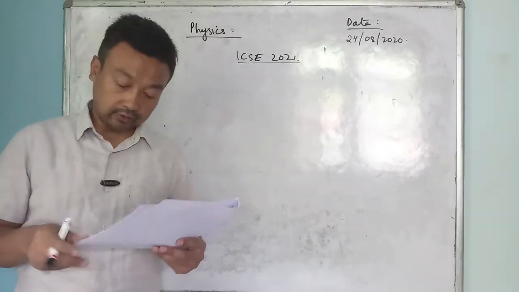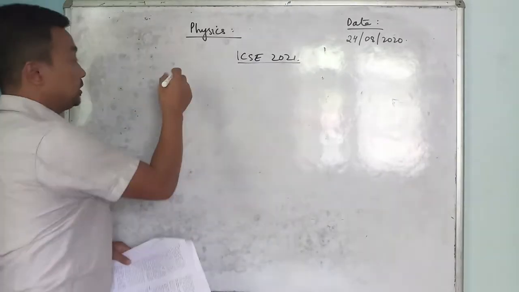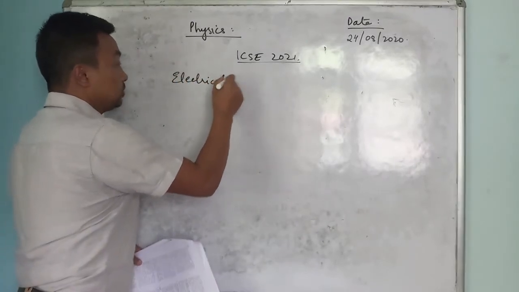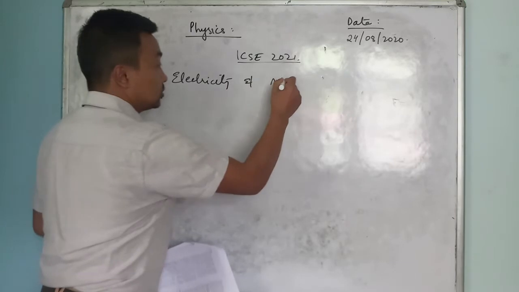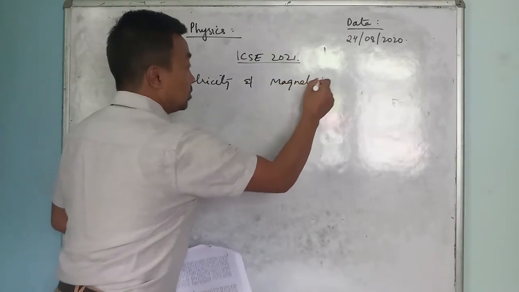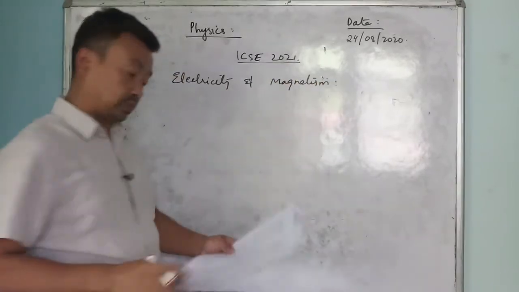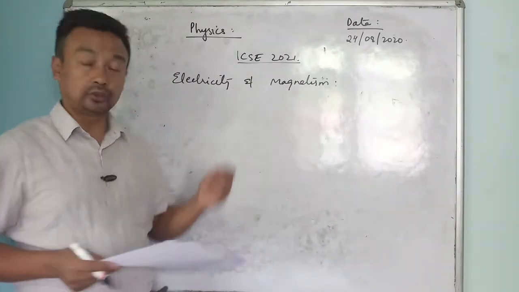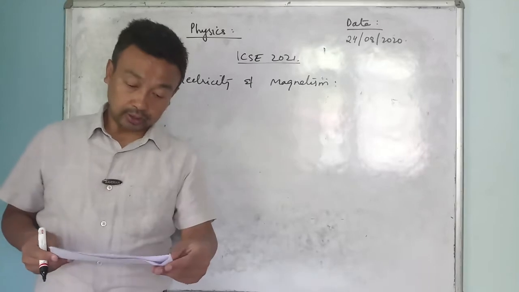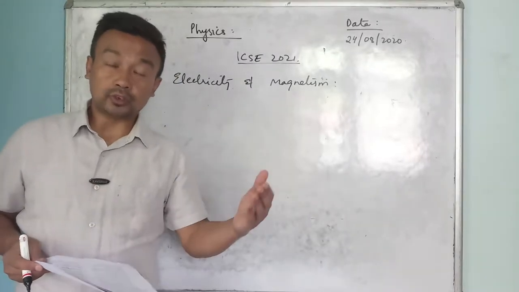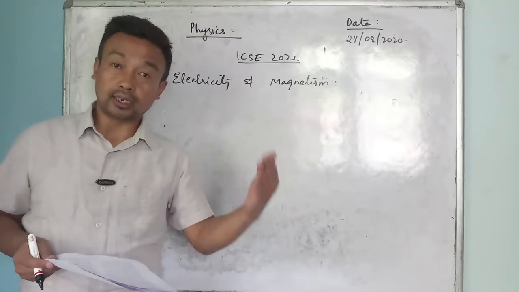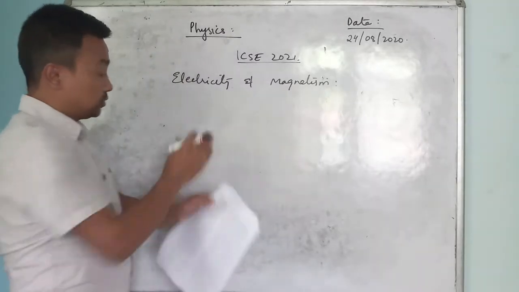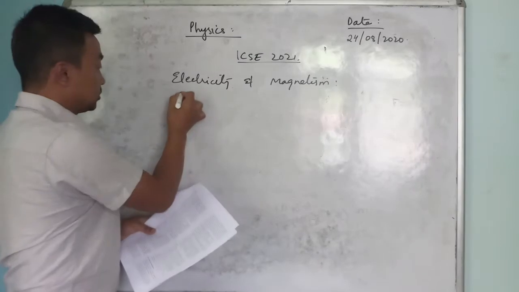Chapters 8 and 9 have been clubbed together and made into electricity and magnetism. Now this electricity, where we talk about the current and the charges, is not a new chapter. We have done it in previous classes, maybe in class 8, class 7. Okay, now here we have the subsections of electricity and magnetism.